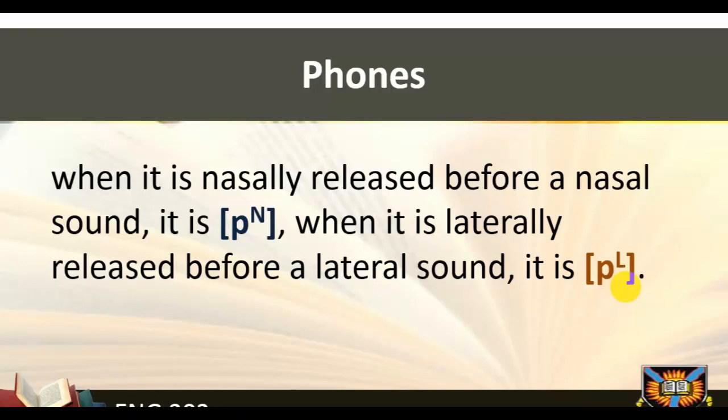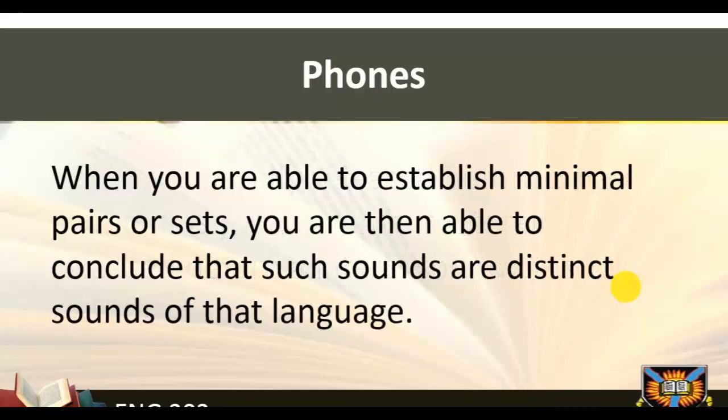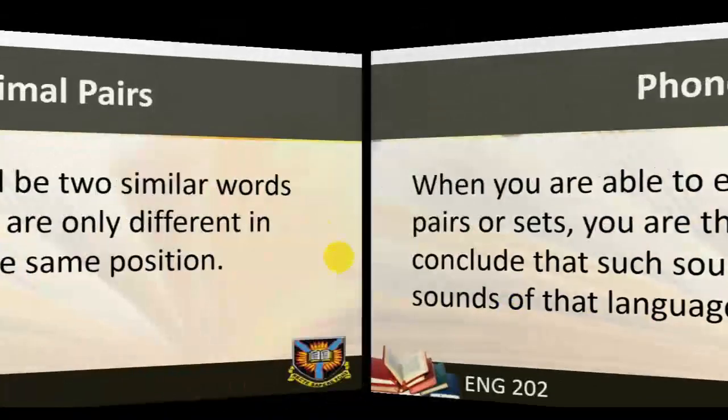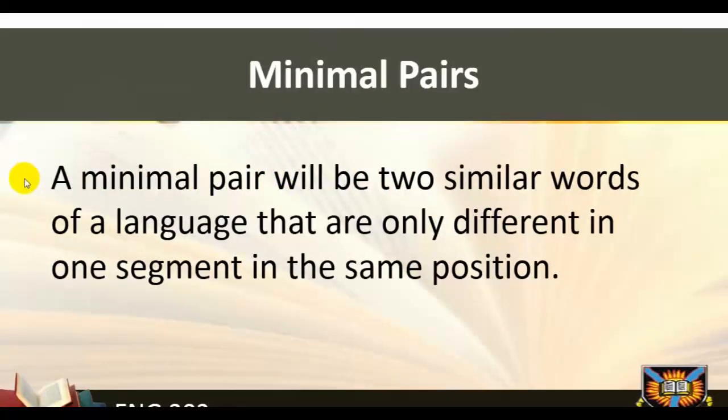How do you know when two or more phones are allophones of the same phoneme? A common test for this is by finding minimal pairs or minimal sets. When you are able to establish minimal pairs or sets, you are then able to conclude that such sounds are distinct sounds of that language. We shall be discussing minimal pairs and sets in the next section of this lecture.